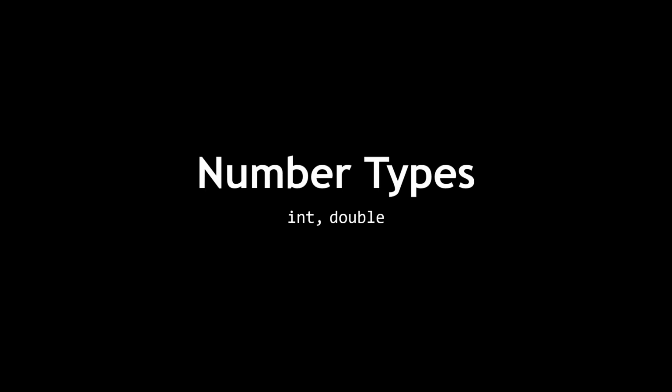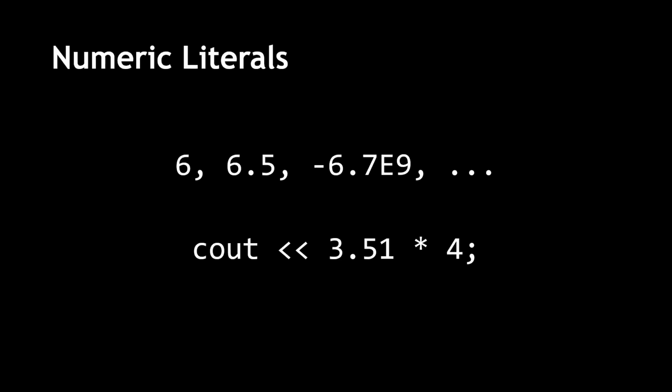Now that we have learned how to work with variables, let's discuss two numeric data types, int and double. Before we do that, let's talk about numeric literals. Numeric literals are absolute numbers written in the program. All numeric literals have a data type. For instance, the number 6 and the number 6.5 are not the same data type.